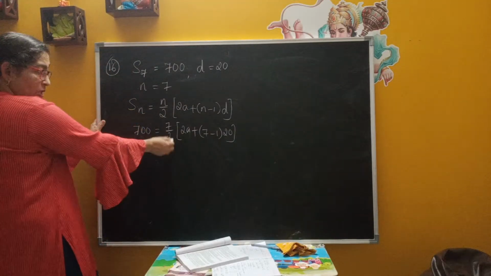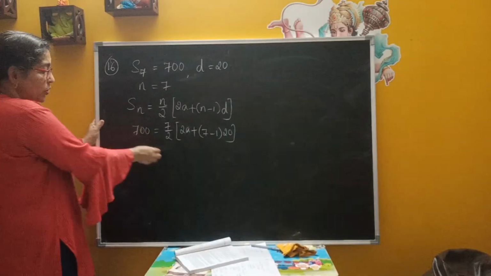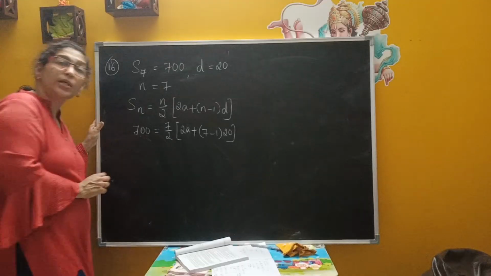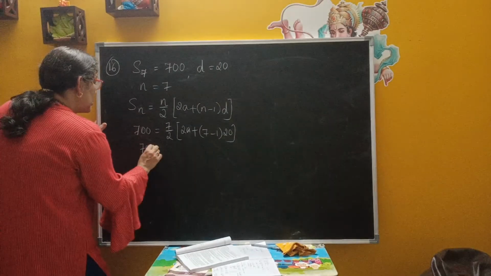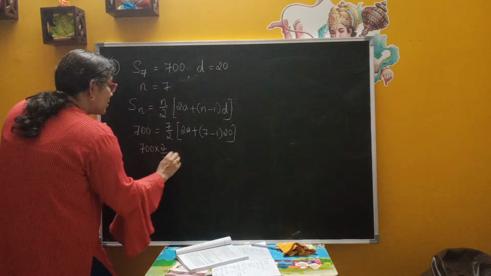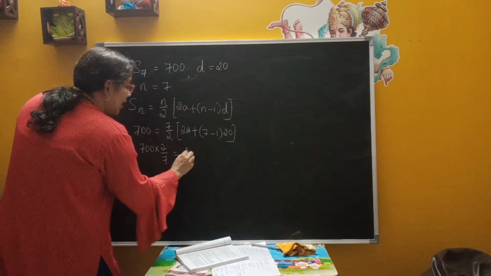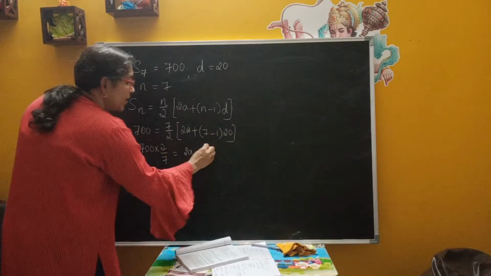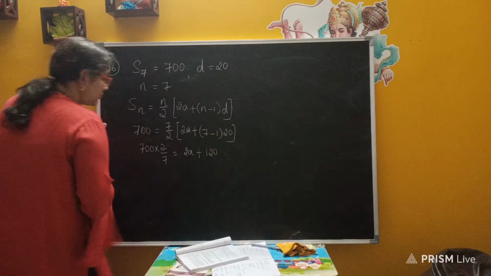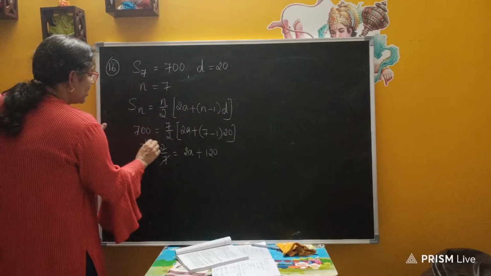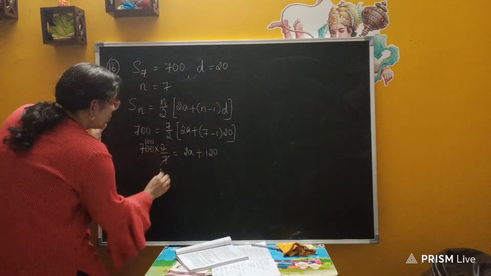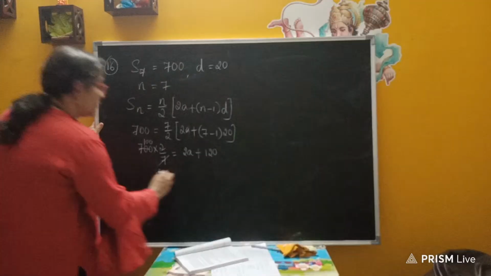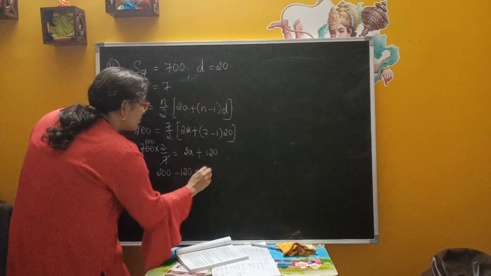Okay, so transpose 7 by 2 to the LHS. We have to multiply by the reciprocal of 7 by 2. What is the reciprocal of 7 by 2? It is 2 by 7. So, 700 into 2 by 7 is equal to 2a plus 7 minus 1, which is 6, so 6 into 20 is 120. 7 ones are 700, so 100 into 2 is 200. Shift 120 to the LHS, so it becomes 200 minus 120 is equal to 2a.